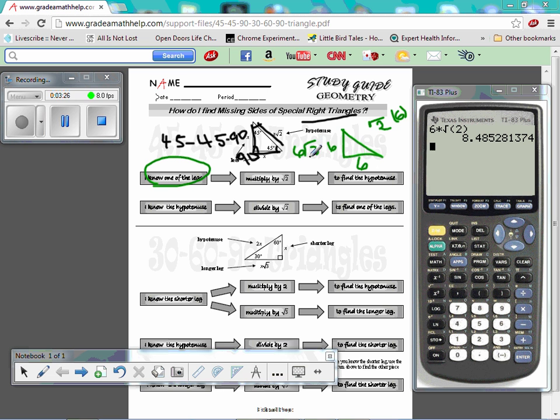But if you want to simplify that and see exactly how much 6 root 2 is, you can look at the calculator and you see that the answer would be 8.48, and you can round it off to 8.5. That will be the length of the hypotenuse, I'm sorry. It will be 8.5 because that's what we're trying to find. Since we know that part is 8.5, we know that this leg is 6 and this leg is 6.